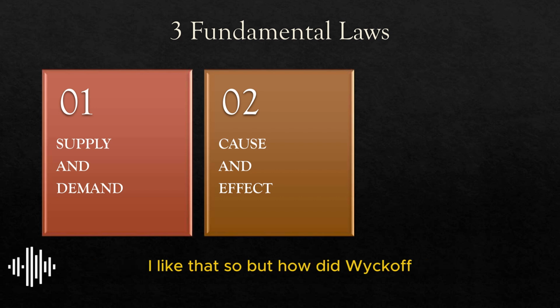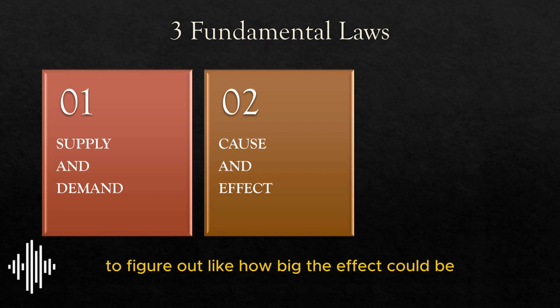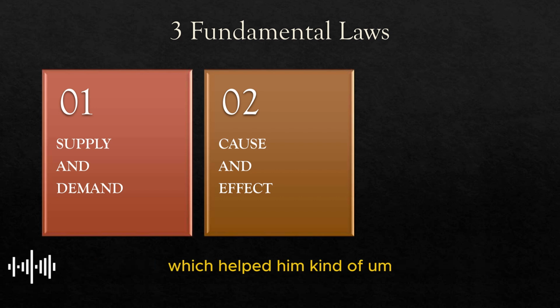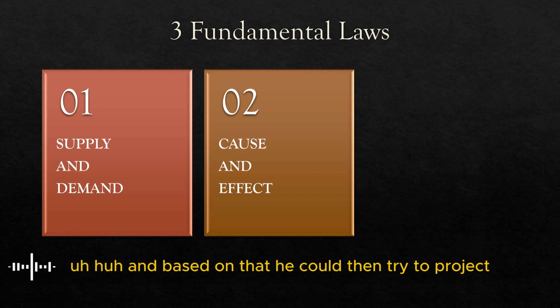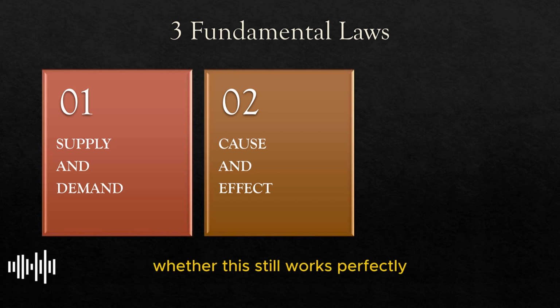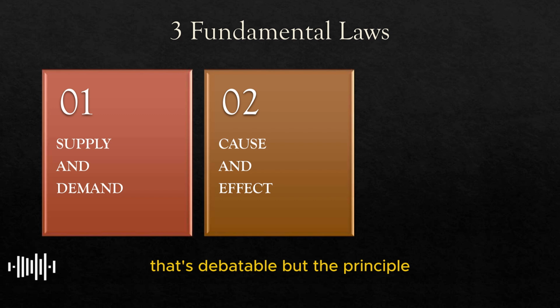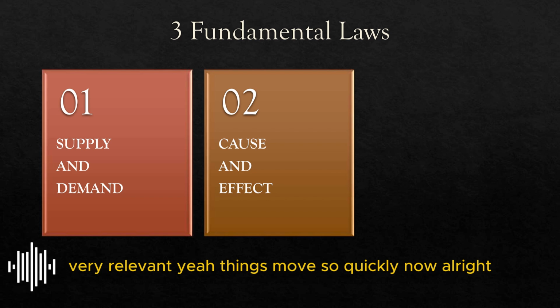I like that. But how did he measure this cause, to figure out how big the effect could be? So he used point and figure charts, which helped him visualize and quantify that amount of sideways movement. And based on that, he could then try to project how far the price could move once it broke out of that range. Now, whether this still works perfectly in today's super fast markets, that's debatable. But the principle, the idea, is still very relevant. Things move so quickly now.